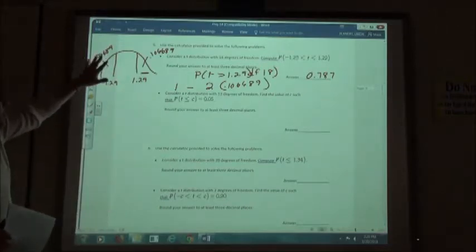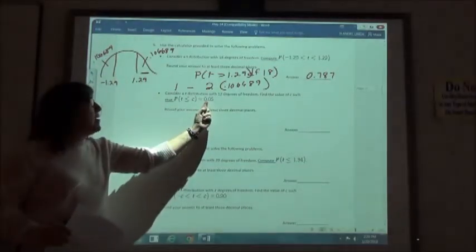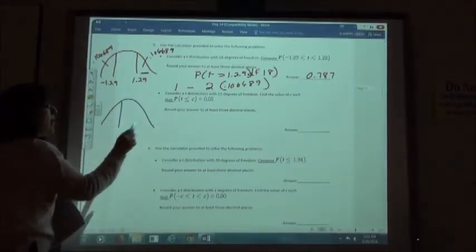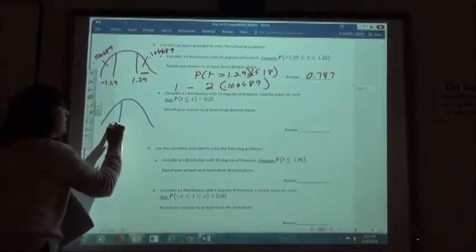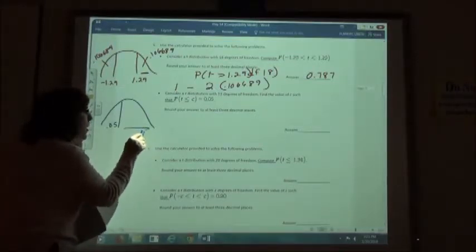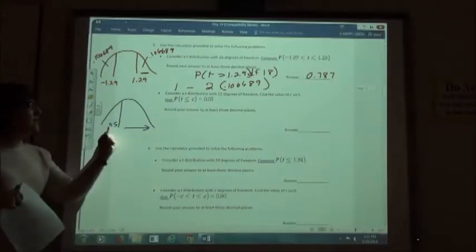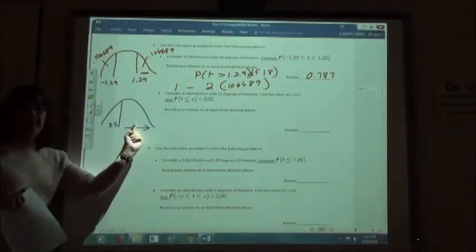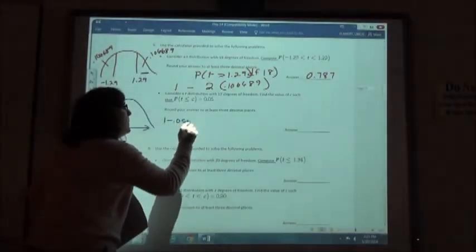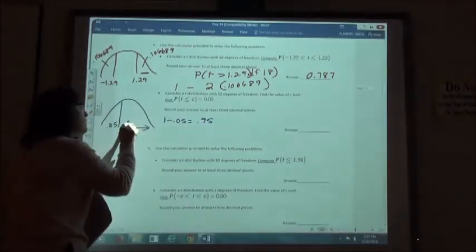So the next one is one where they give us the area, and this happens to be a less than. So I have my curve, I know my area less than this is 0.05, and I want to find out what that critical value is. So I'm going to find this part right here. If this area is 0.05, then this area would be 1 minus 0.05, or 0.95, right?